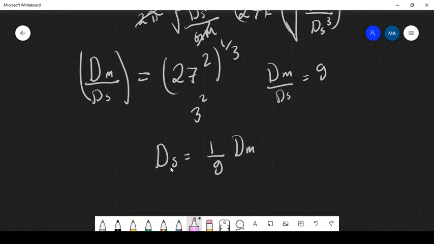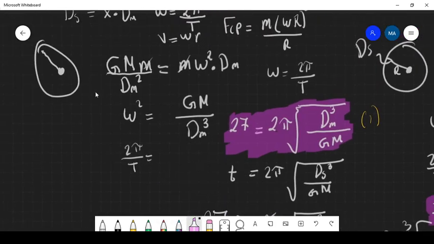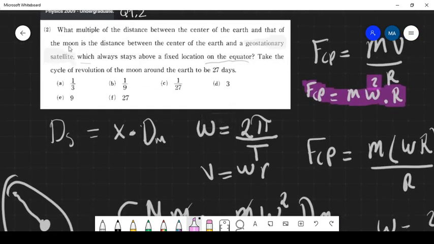And here, if you're maybe in the exam and you end up not understanding the question, you need to pay attention over here. This is the answer. It's 1 divided by 9. You need to pay attention that over here he is telling you the multiple of the distance from Earth to the moon is equal to the distance from Earth to the geostationary. So this is the answer.